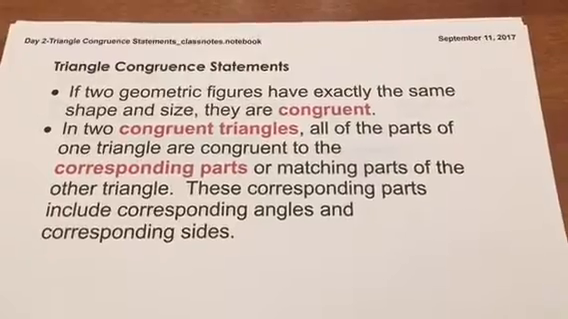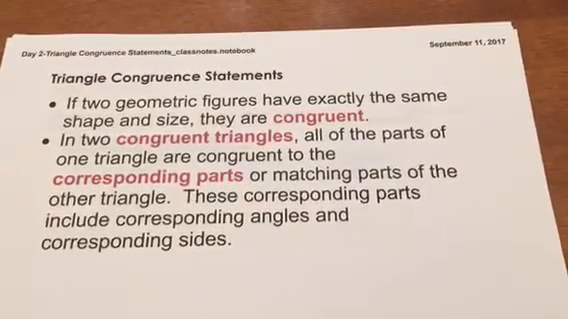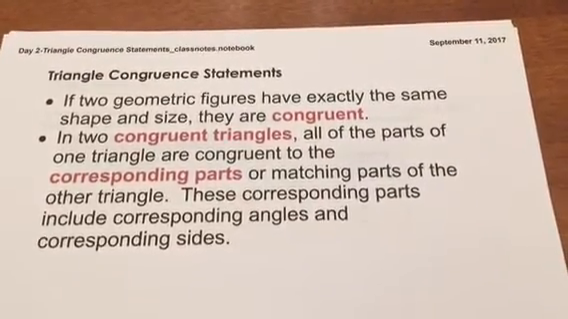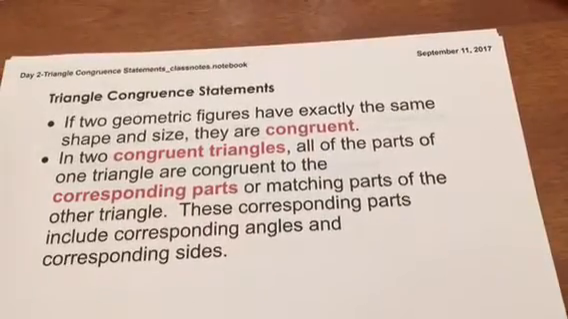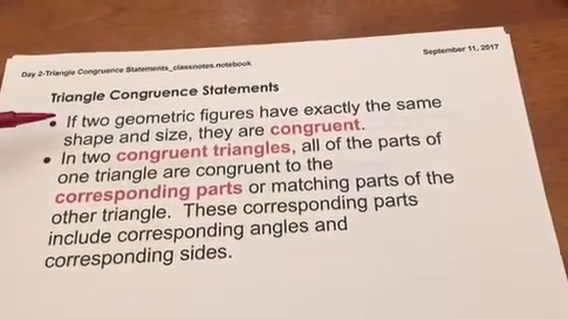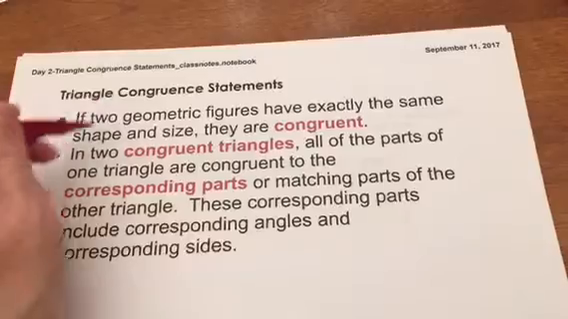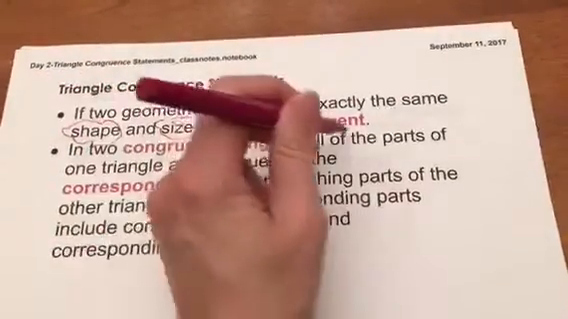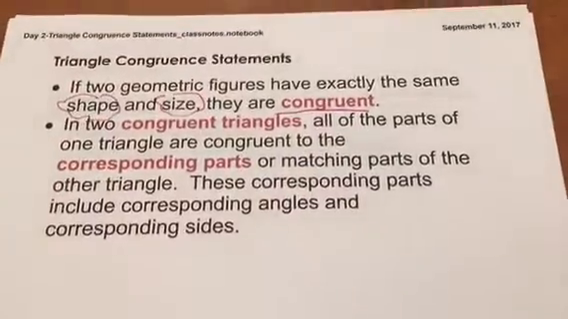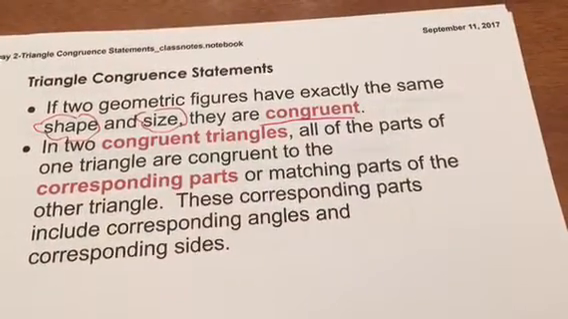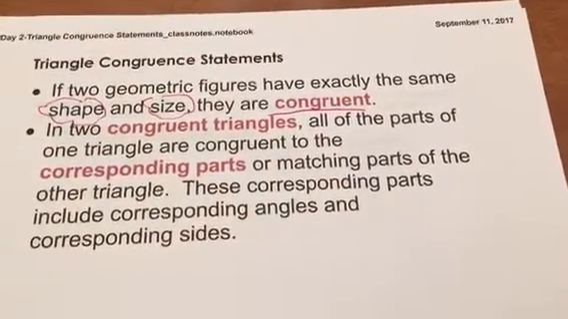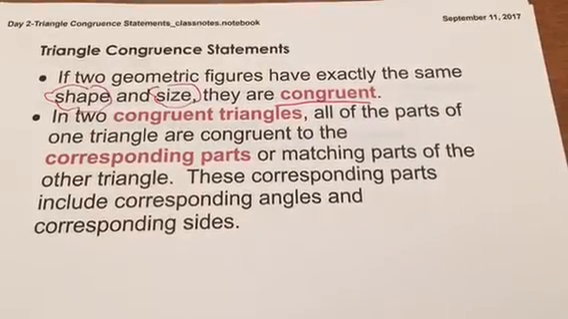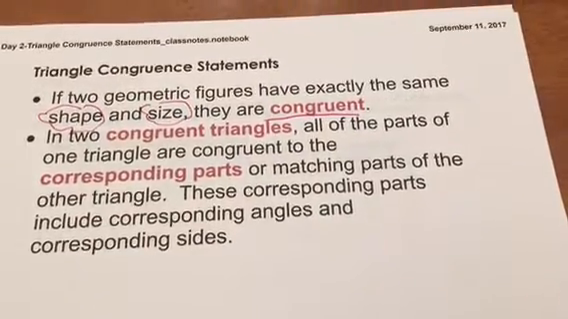Okay, so if you flip to the next page, we have a couple things about triangle congruent statements. So the first thing is just that if any 2 geometric figures have exactly the same shape and size, then we consider them congruent. And you already know this from working with line segments and angles before. Now we're just going to put it all together and work with triangles.